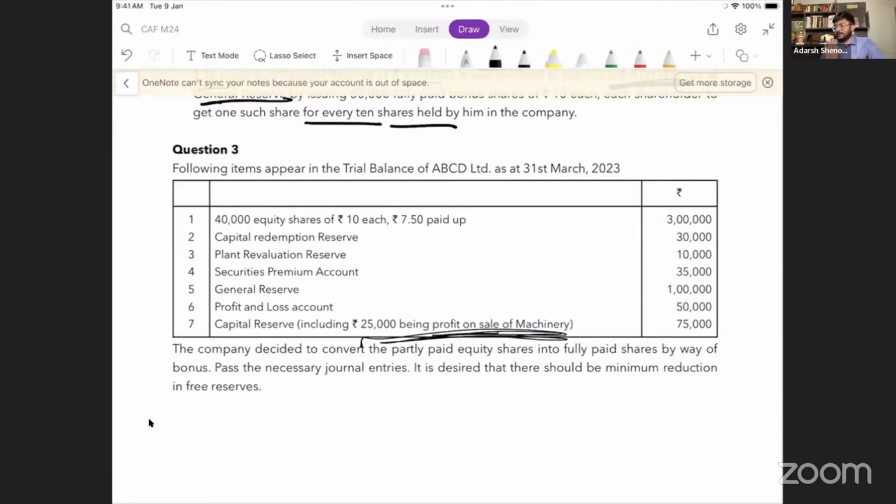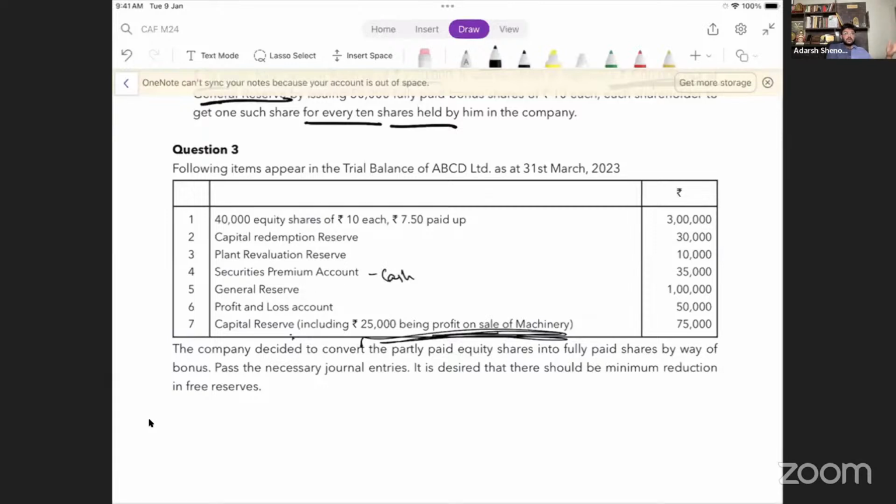Okay. See this, I will tell you one important point. Listen. When they give capital reserve in the question, we assume that that capital reserve is not for cash. We don't assume it to be cash. The opposite is true for security premium: if it is given in the question, we assume that this is cash. But this capital reserve is not assumed to be for cash, but they have specifically said in the question in brackets, including 25,000 being profit on sale of machinery. So this 25,000 rupees is assumed to be in cash itself.